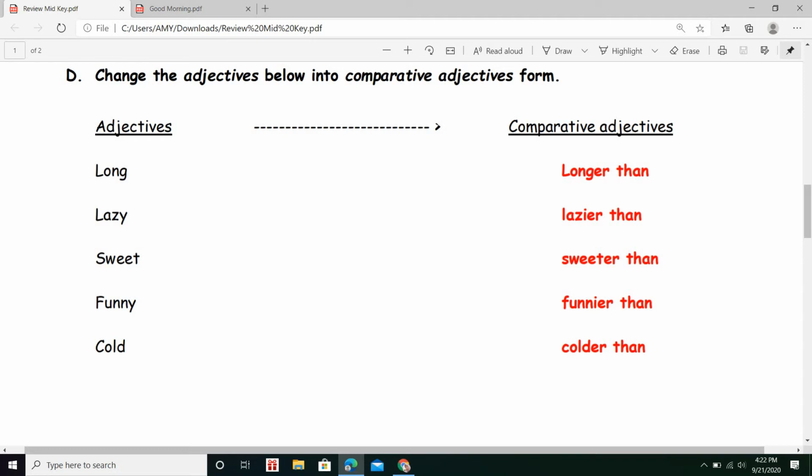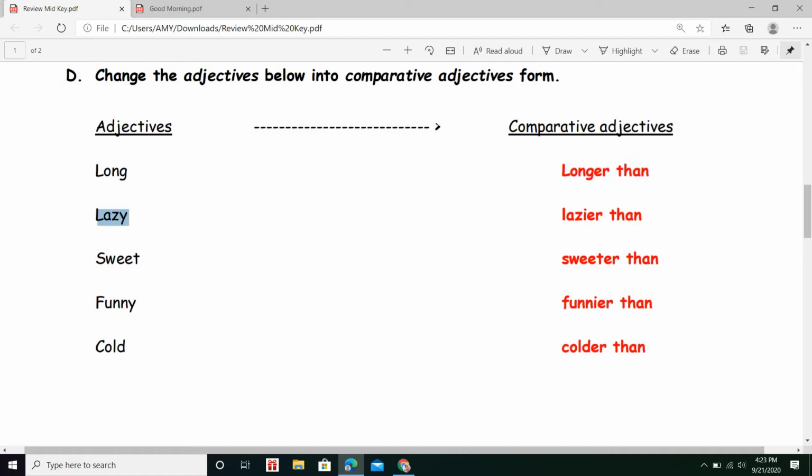We have long, lazy, sweet, funny, and cold. Okay, let's take a look at the first adjective, long. To change long to a comparative adjective, as we already know, we need to put er and than. So it becomes longer than.